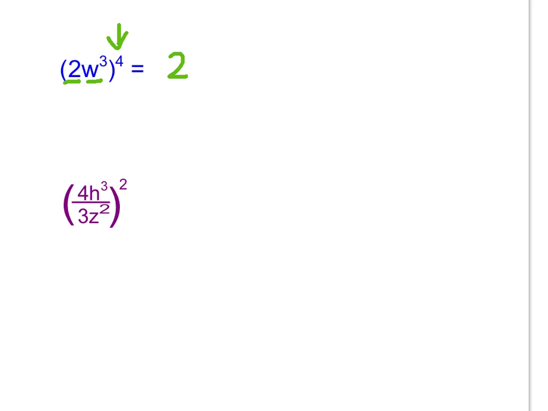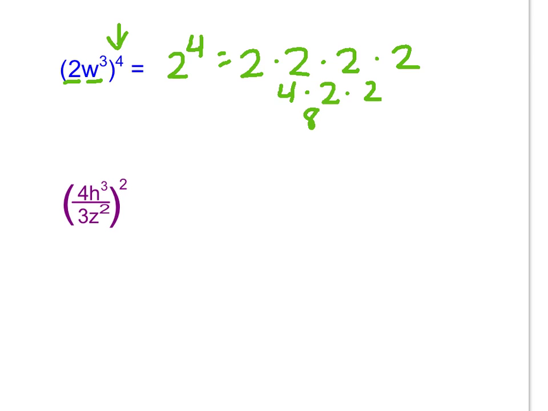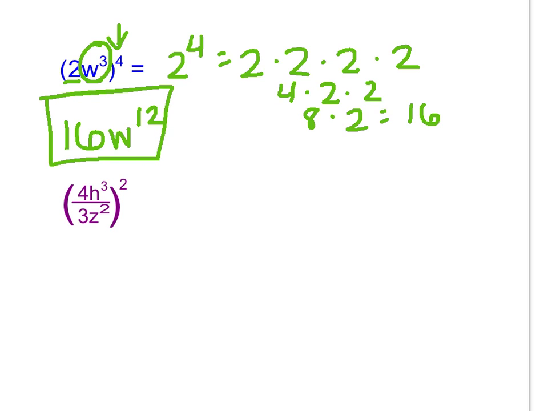So if I do 2 to the 4th power, that's 2 times 2 times 2 times 2, which is going to give me 4 times 2 times 2, which is 8 times 2. So 2 to the 4th power is equal to 16. And then I also have to take w to the 3rd power to the 4th power. And I'm going to be multiplying my exponents because it's a power to a power. So I get w to the 12th power. And this would be my answer.